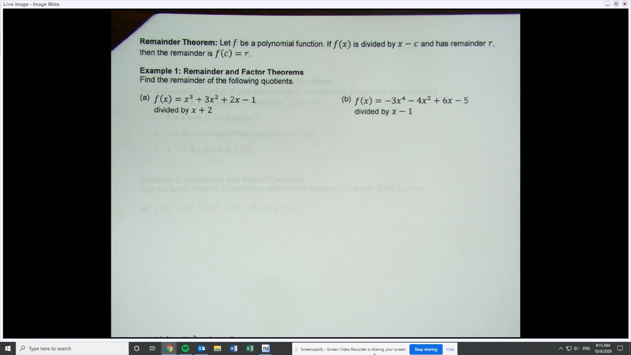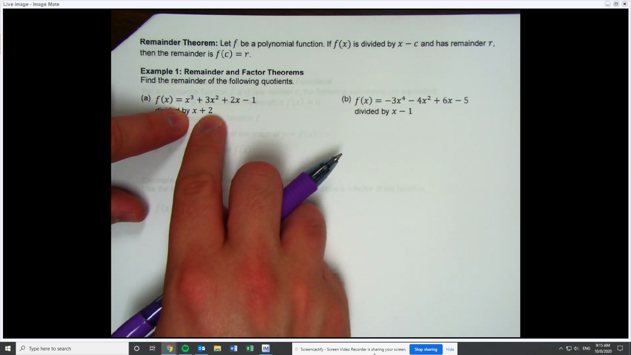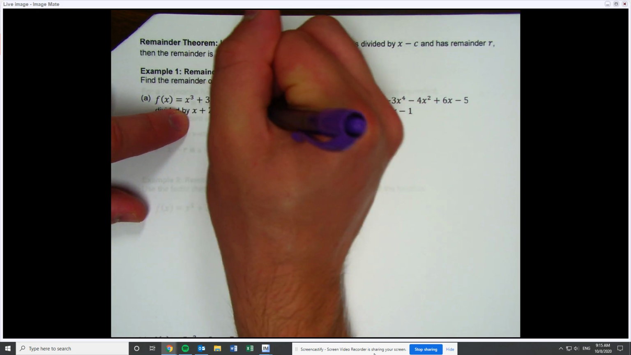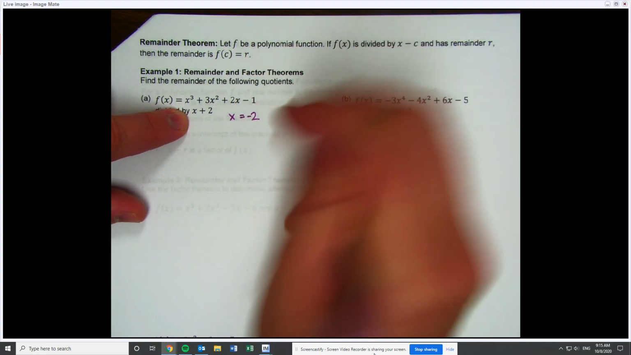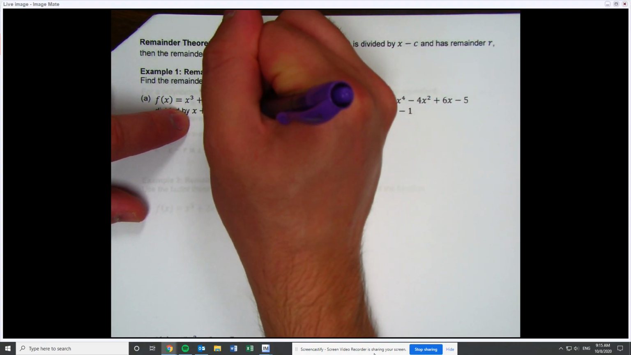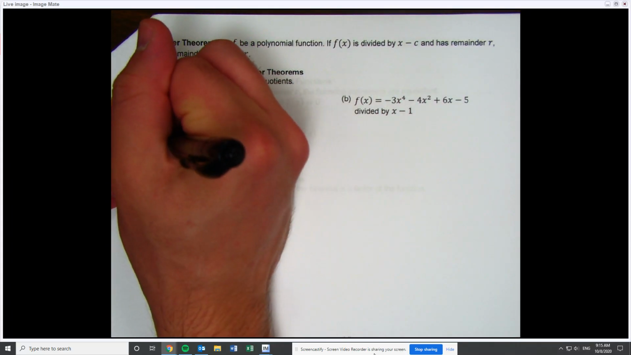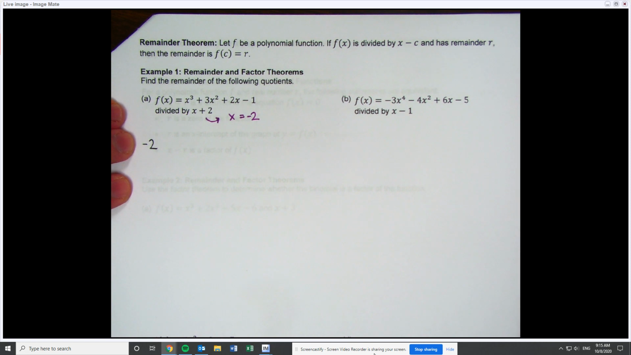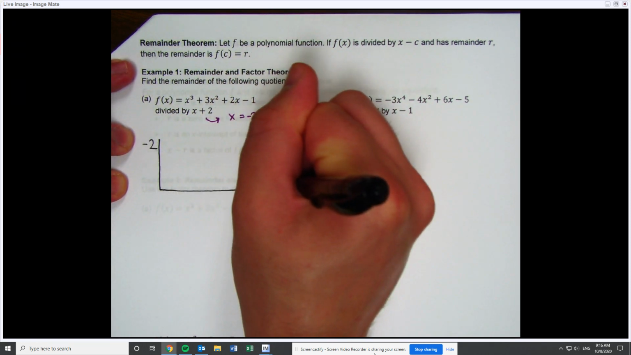So for the first one, I'm going to divide this polynomial by x plus 2. Solving this right here would give me x equals negative 2. The way we get that is I would set it equal to 0 and subtract the 2, there we go. So what we're dividing by is negative 2 on the outside. Now, set up our division box.